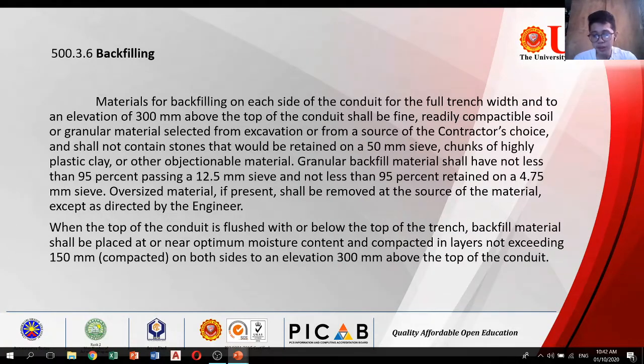All conduits after being bedded and backfilled as specified in this subsection shall be protected by 1 meter cover of fill before heavy equipment is permitted to cross during construction of the roadway.